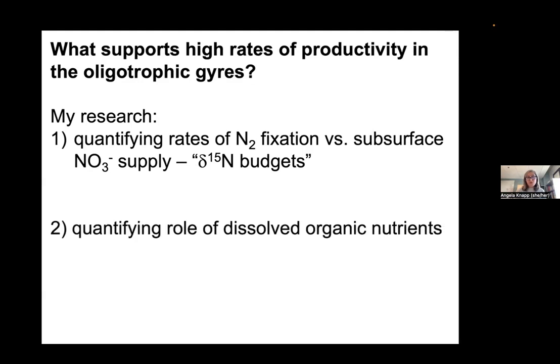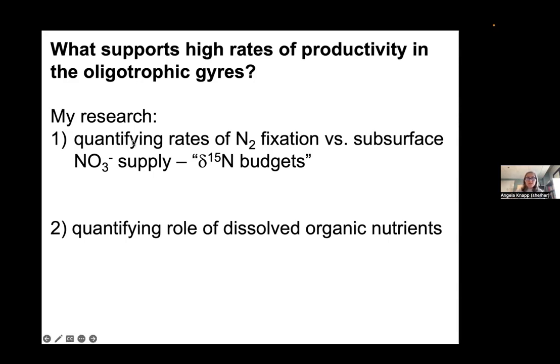Another theme of my research is trying to understand and quantify the role of dissolved organic nutrients supporting carbon fixation in these gyres. The idea here is that the net production of dissolved organic nitrogen and dissolved organic phosphorus largely happens in these nutrient-replete upwelling systems, so in the Southern Ocean, in coastal systems, in the equatorial Pacific. And then these dissolved organic nutrients are advected into the center of the gyres. So I'm developing tools to try and quantify how important organic nutrients are as a nutrient source for fueling carbon fixation in those oligotrophic gyres.